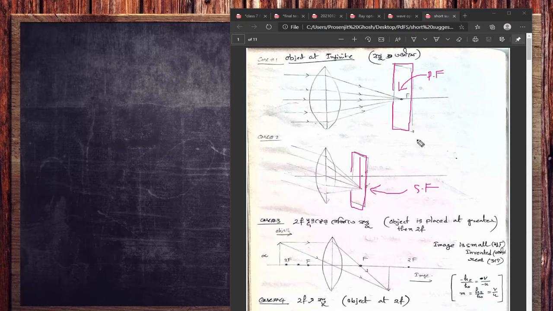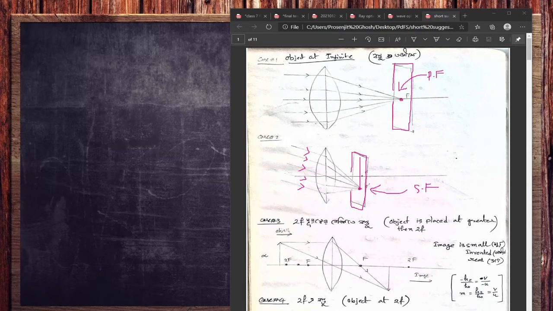So I hope you got the idea about the light rays coming parallel to the optical axis converging at the primary focus, and rays coming parallel to each other but not parallel to the optical axis converging at a secondary focus.